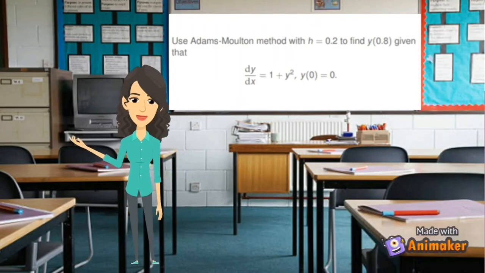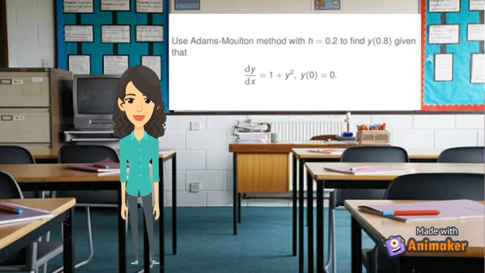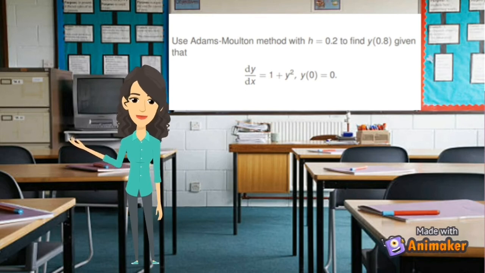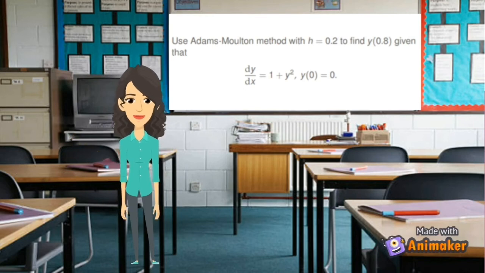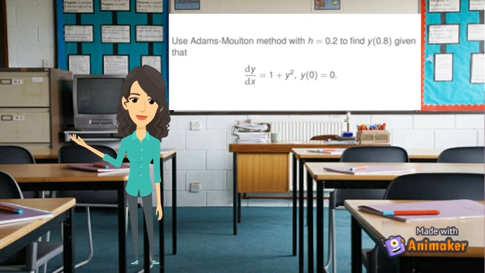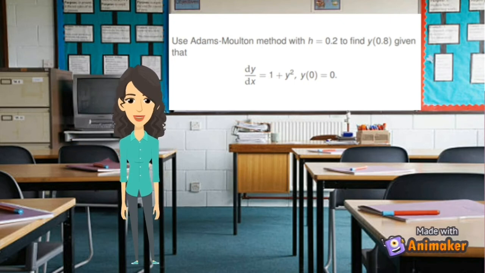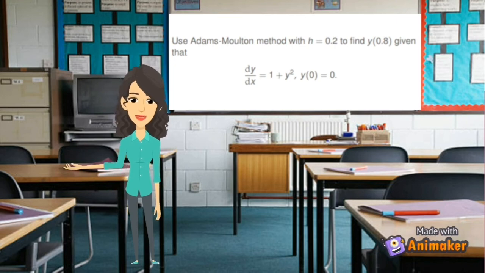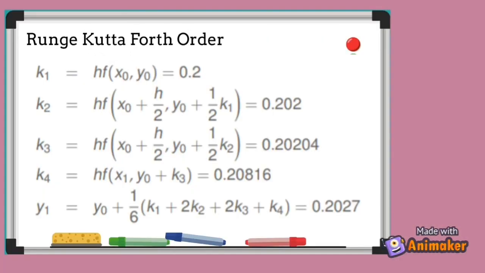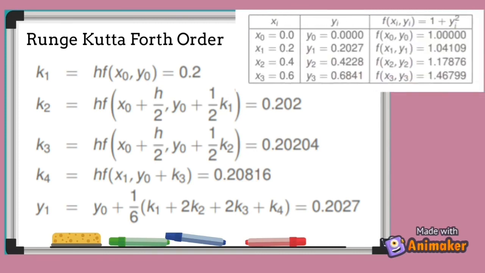Let's look at one final example. This question asks us to use the Adams-Moulton method with h equals to 0.2 to find the value of y when x is equals to 0.8, given that dy/dx is equals to 1 plus y square, and initial condition is y0 equals to 0. Firstly, we find the starting values using the Runge-Kutta fourth order method, and we obtain y1 equals to 0.2027. We use the same procedure to obtain y2 and y3.